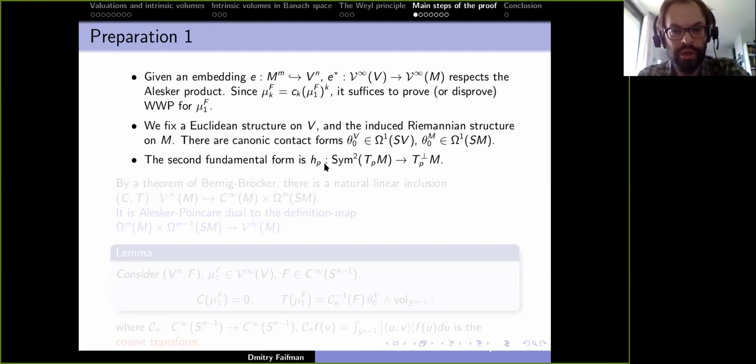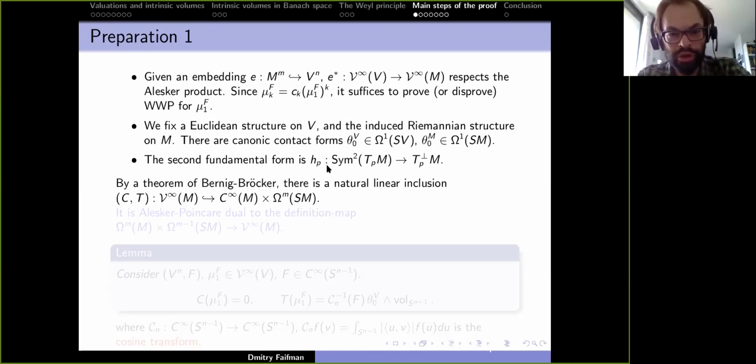Okay, so by a trivial part of the theorem of Bernig and Bröcker, there is a natural inclusion of the space of valuations inside this product space of functions on M and m-forms on the sphere bundle. So m is the dimension of the manifold. So it's easy to understand what is this map.